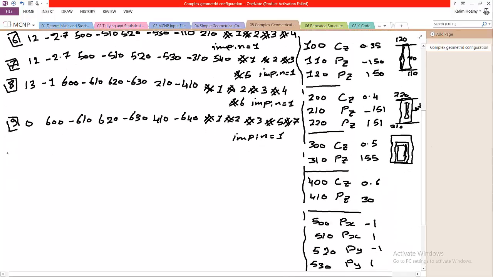After that, let's describe the void cell, which will be negative 600, positive 610, union, negative 620, union, positive 630, union, positive 640, union, negative 210. Importance of the neutron equals 0.